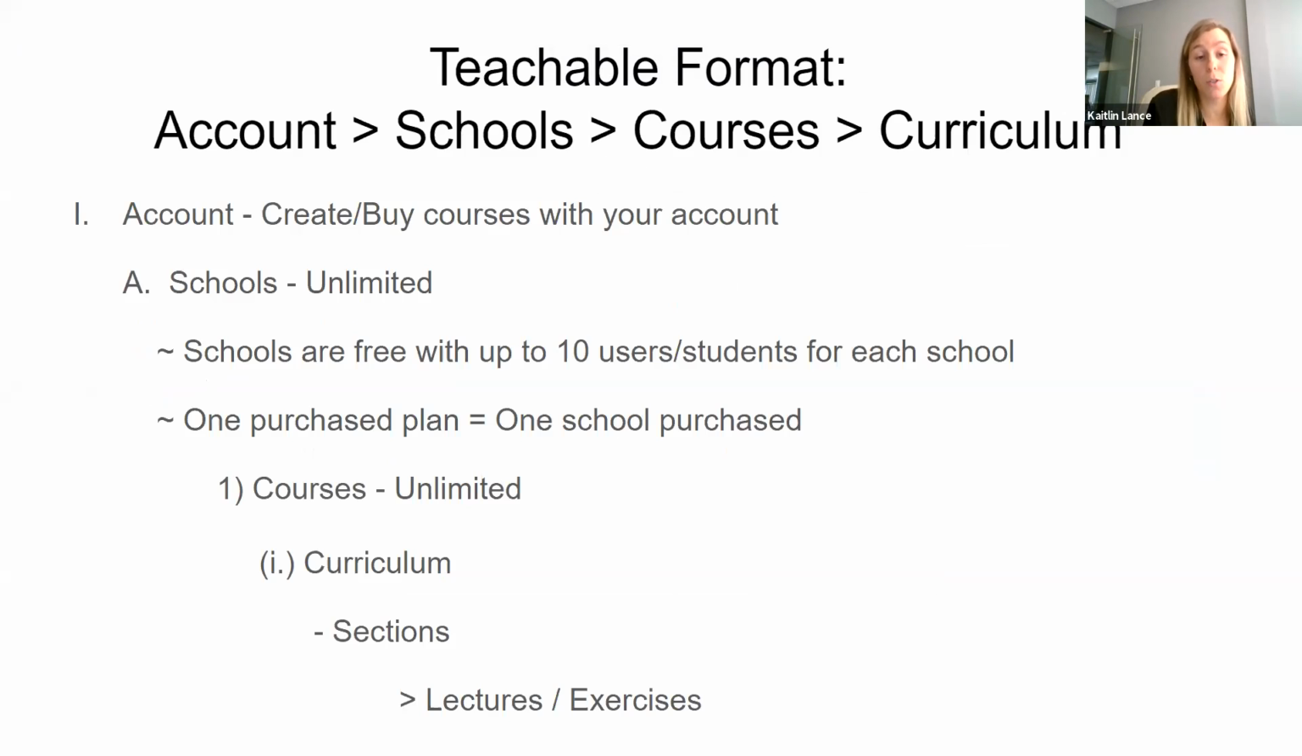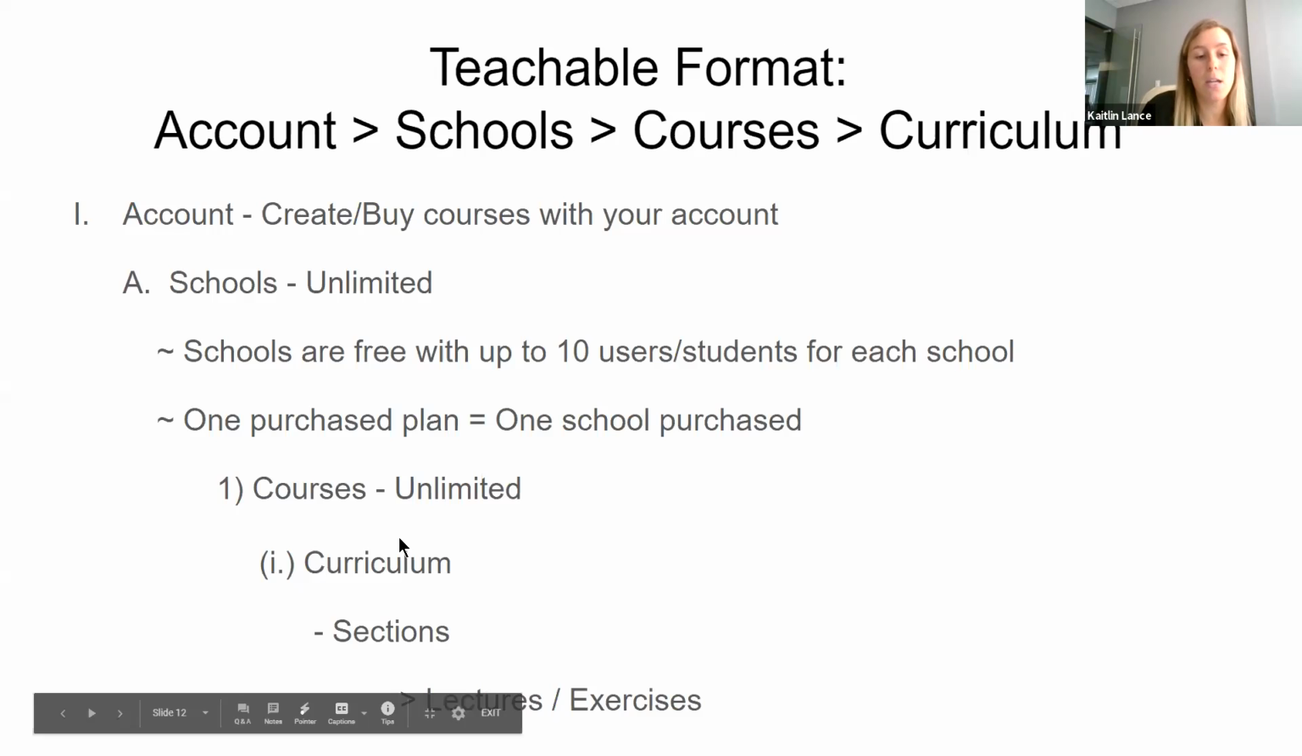So if you want 2 schools, you're going to pay, if they're not free, you're going to be paying that $29 or $39 per month per school. So the good news is you can have as many courses as you want, unlimited within a school.